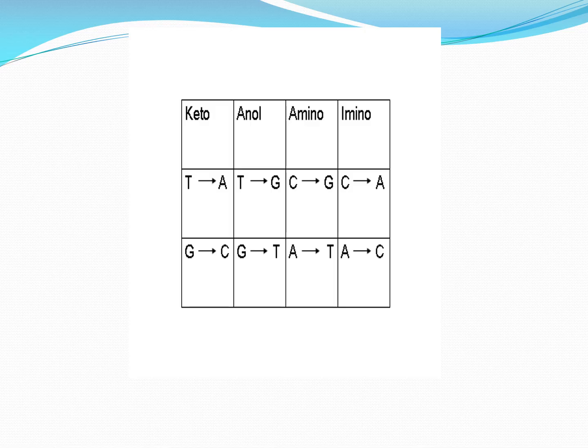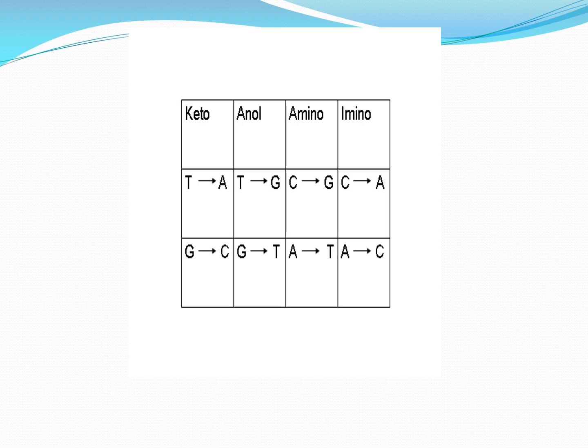A pairs with T and G pairs with C. However, bases can temporarily shift to rare tautomeric forms. Thymine and guanine can shift from the keto form to the enol form. Cytosine and adenine can shift from the amino form to the imino form. These rare tautomers exist only for a very short time, but that is long enough to cause a mutation.